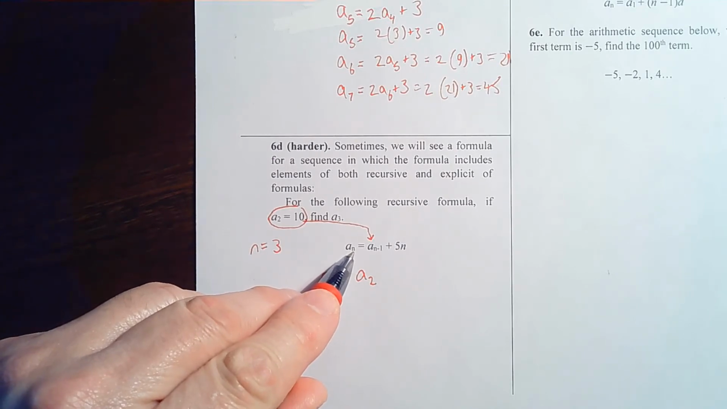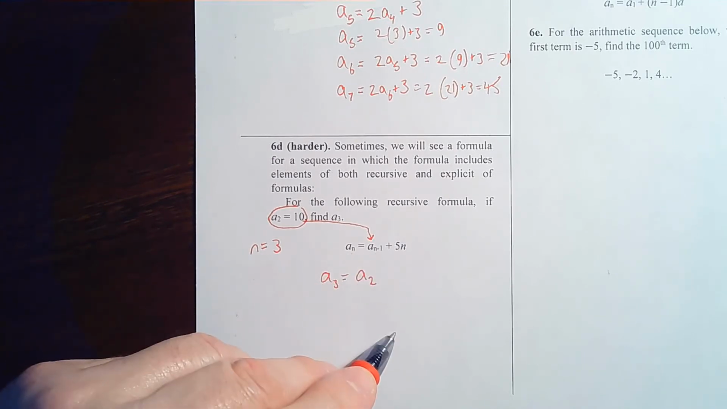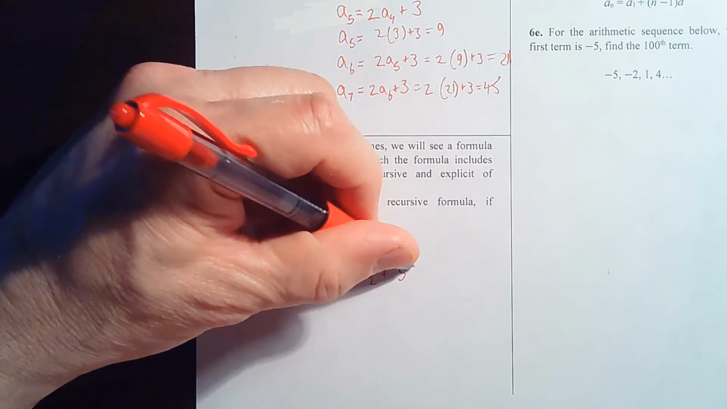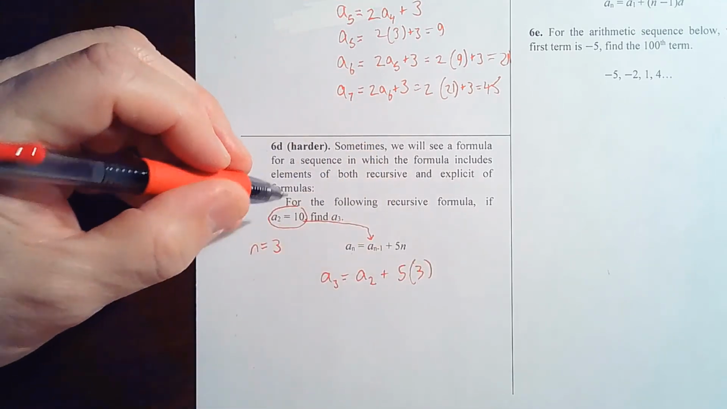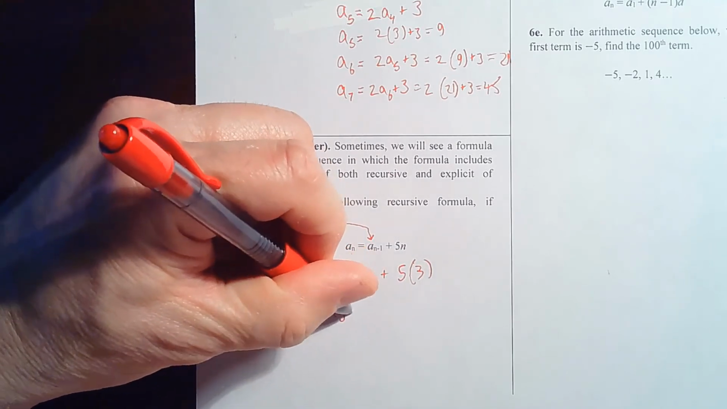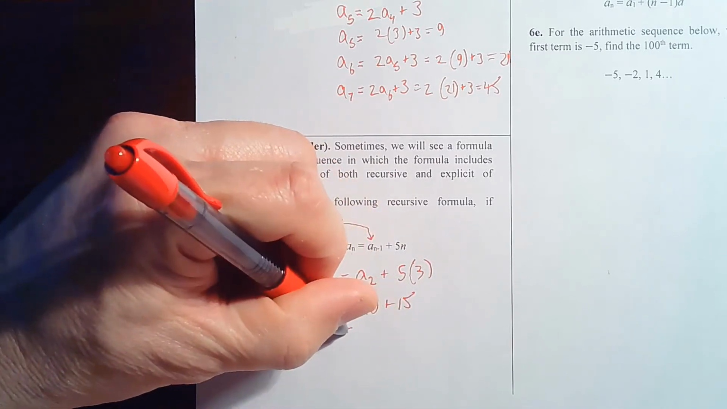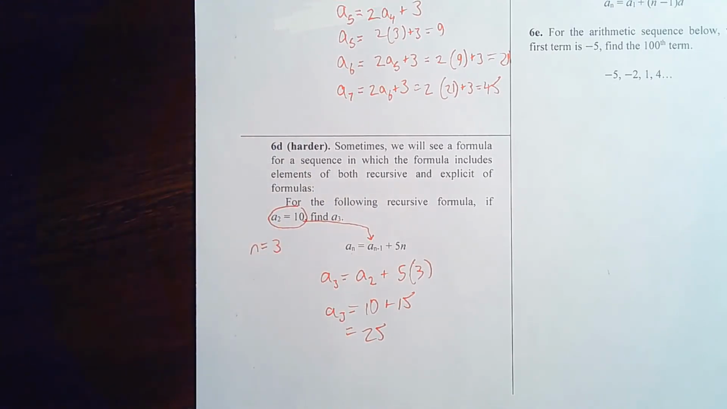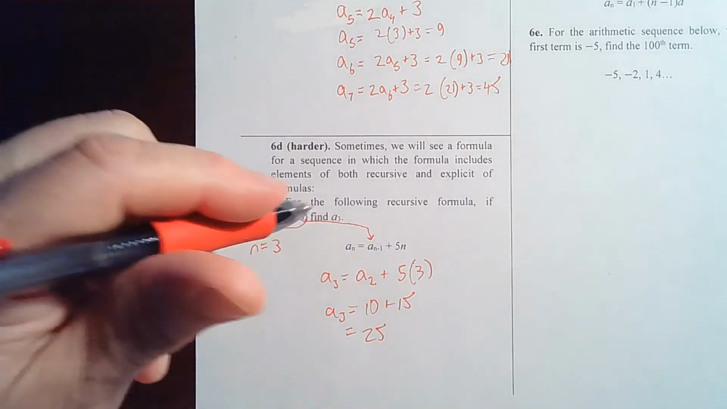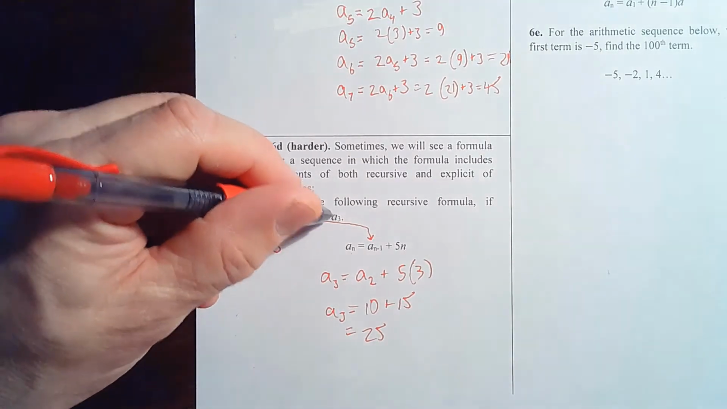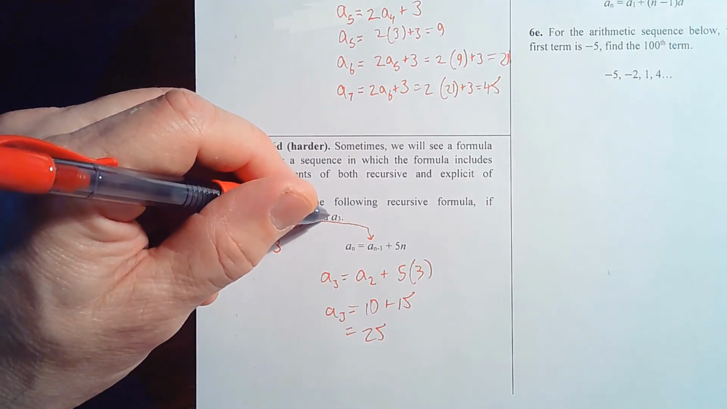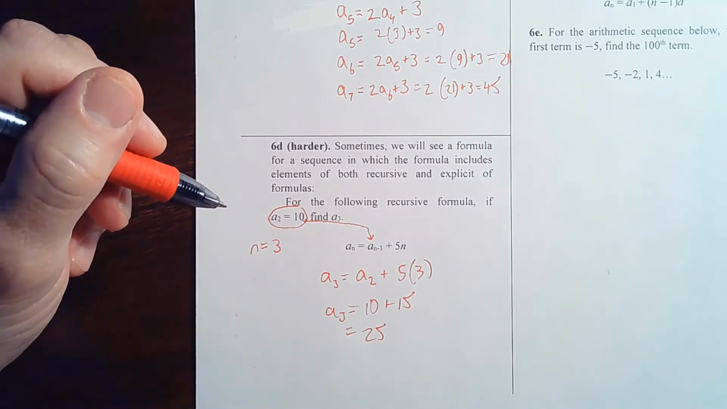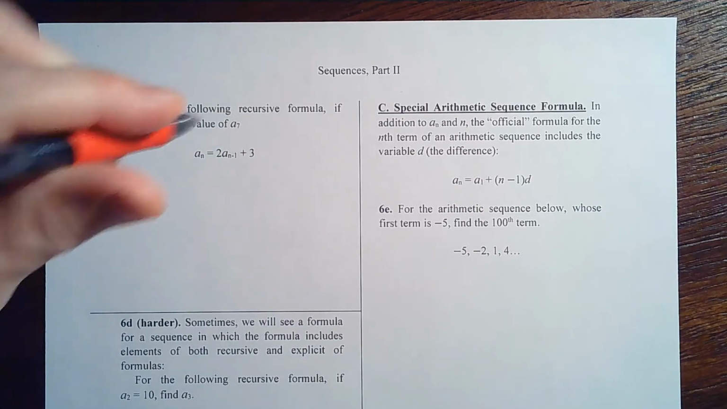N is 3, n minus 1 is 2. So a sub 3 equals a sub 2 plus 5 times n, which is 3. Now our a sub 2 is 10. And so when we plug that in, our term, the third term, is 10. So we're looking for the third term. It says find a sub 3, so our n is 3. Let's go to part C.